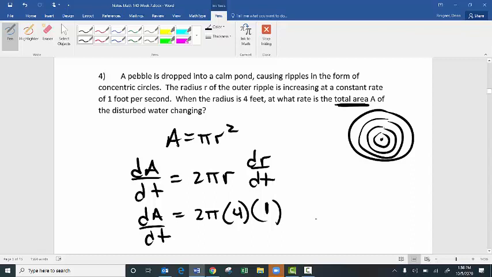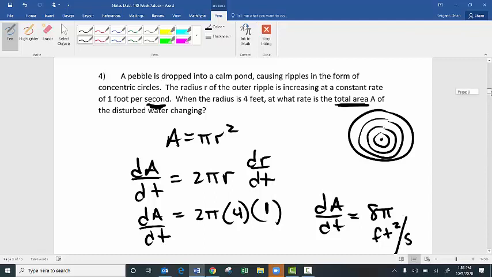So you just multiply all these together. So this one is really easy. So the rate the area is changing is 8 pi. Area is always measured in square units. So this would be, in this case, feet squared per, there's your divided by sign, and then the time in the problem is seconds. So it's just an s. So every second that goes by at that particular moment, the area is getting bigger by 8 pi.